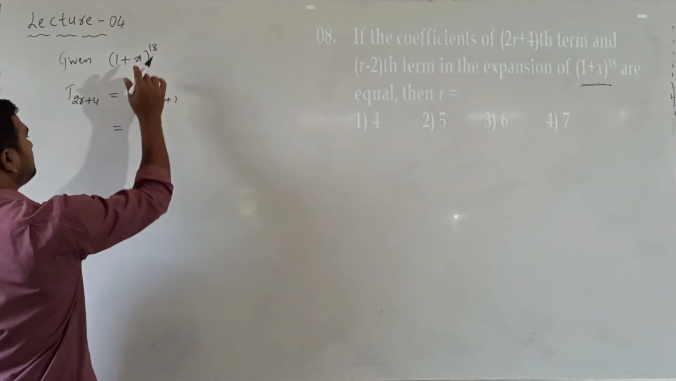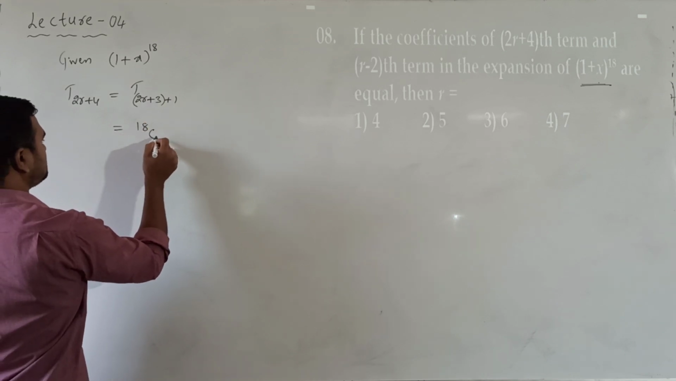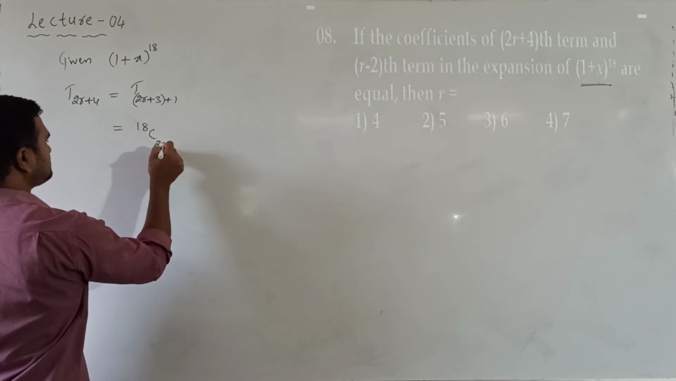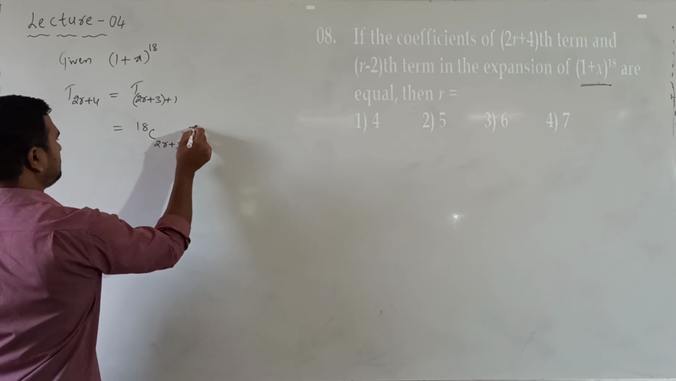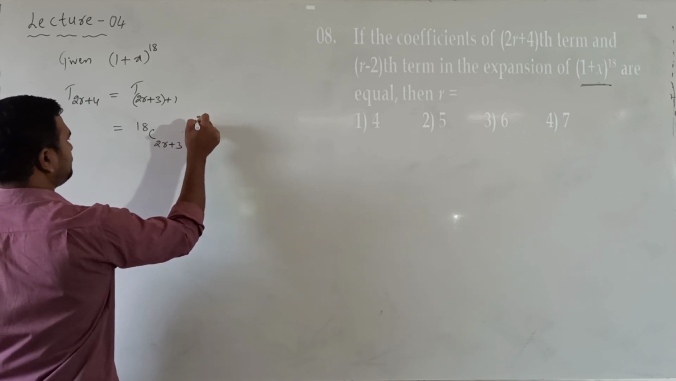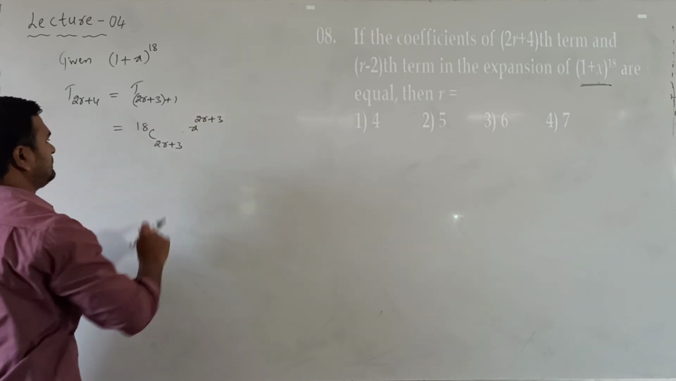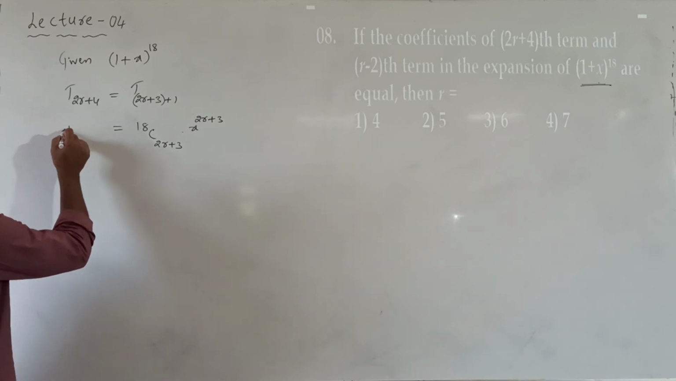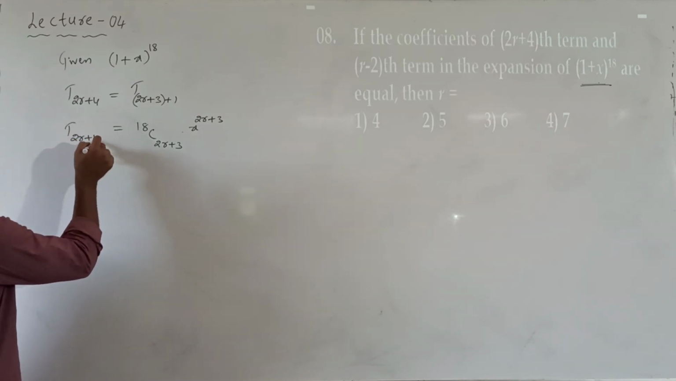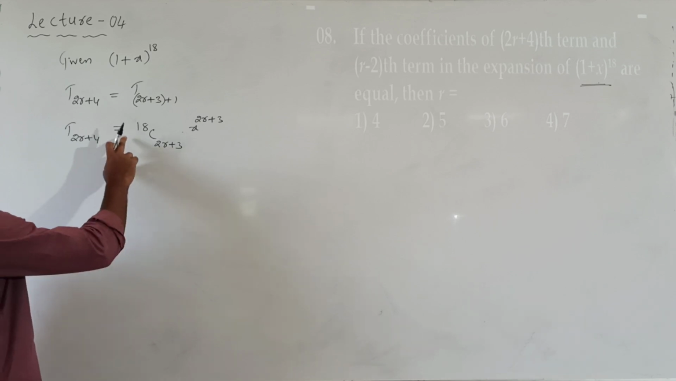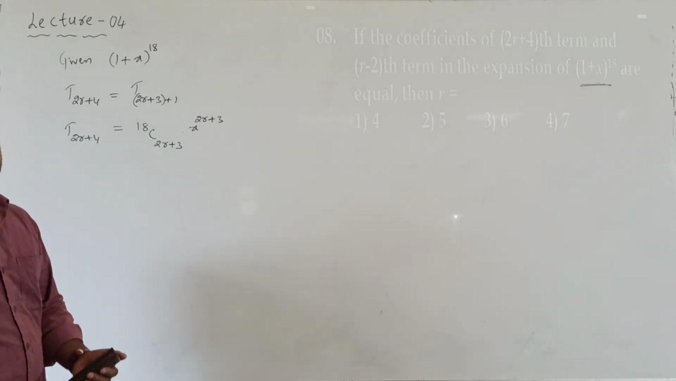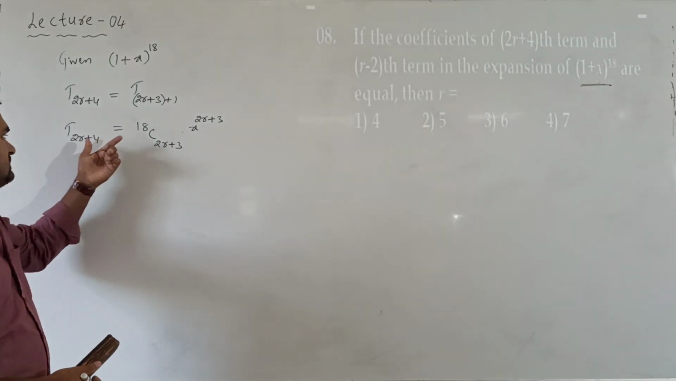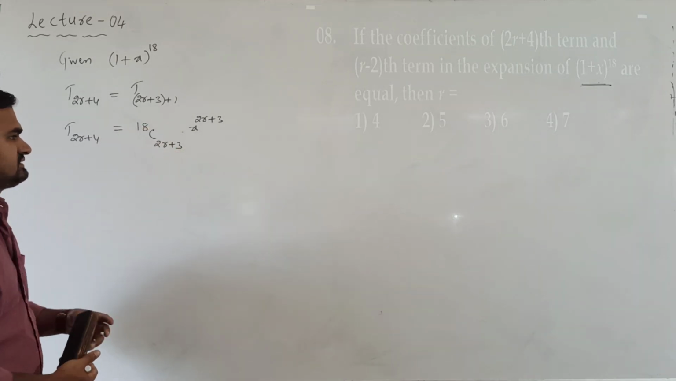So n is 18, and nCr means 18C(2r+3) into x to the power of 2r+3. So this is the T(2r+4)th term. Now we need only the coefficient here. What is the coefficient of this term? 18C(2r+3).